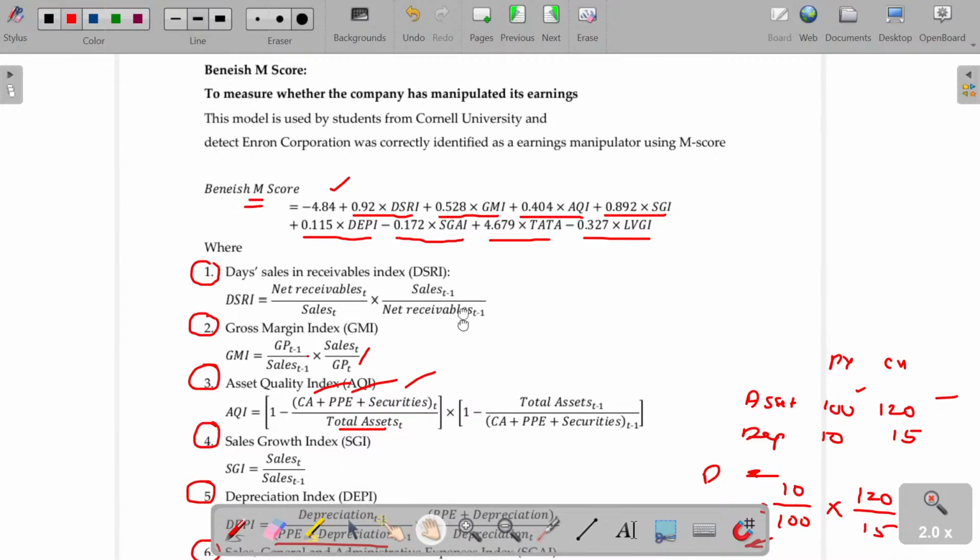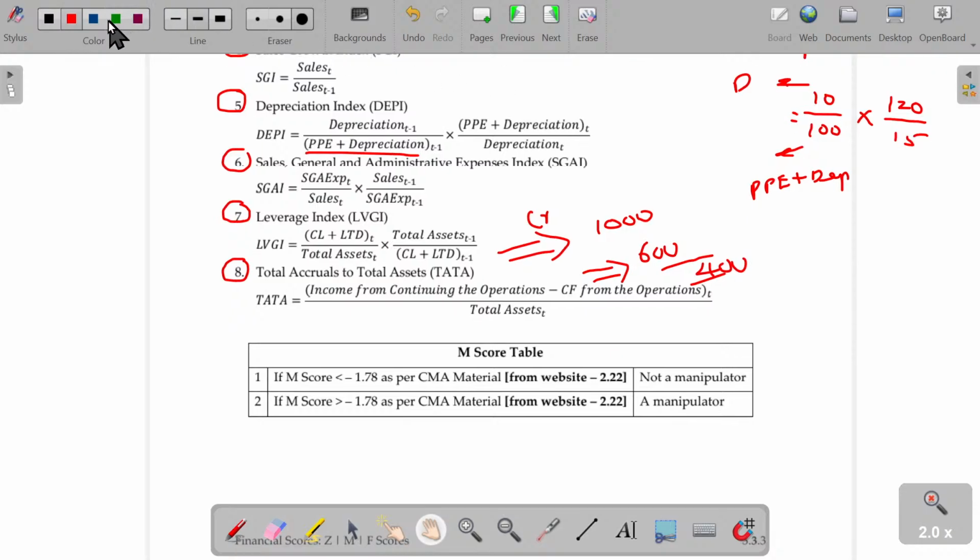The ultimate value what you get is the M-score. If the M-score is anywhere between or less than minus 1.78, then it is not manipulated, they are not cheated. If the value is more than minus 1.78, then it's manipulated. This is as per CMA material.